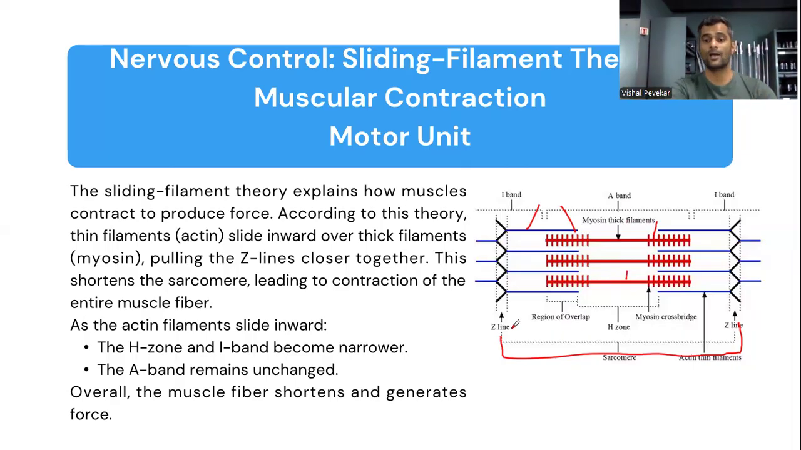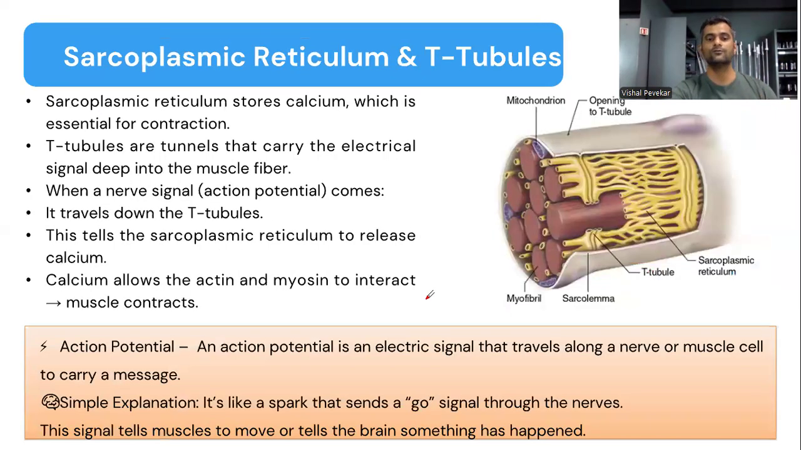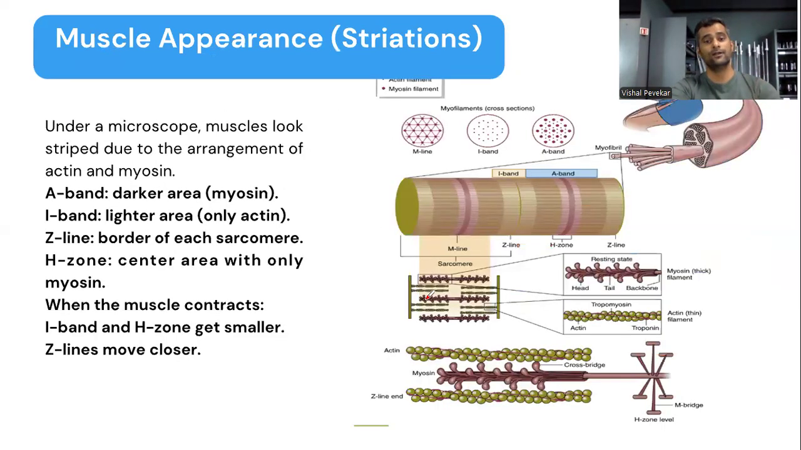What is going to happen is that the distance from Z line to Z line is going to get reduced. That way the sarcomere, the bogie size, is going to reduce. Now you have a train with multiple bogies, and every bogie is going to get smaller, eventually making the muscle contract or shorten. That's what we call the sliding filament theory.